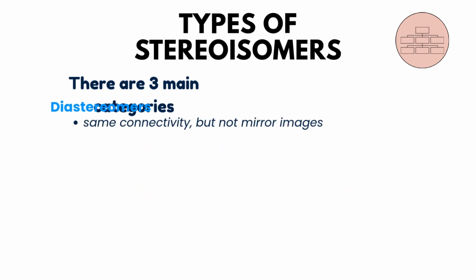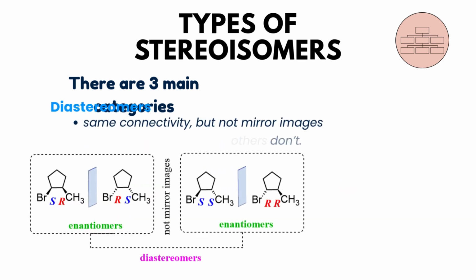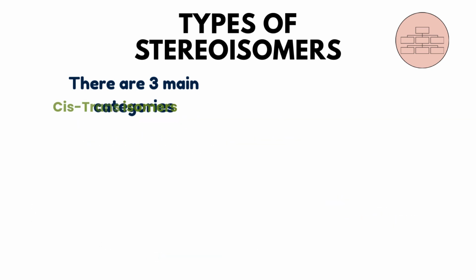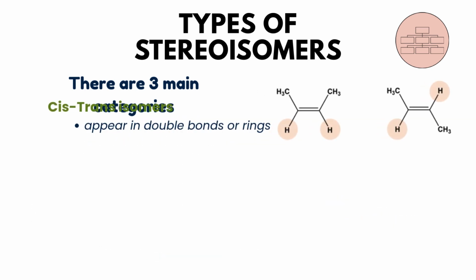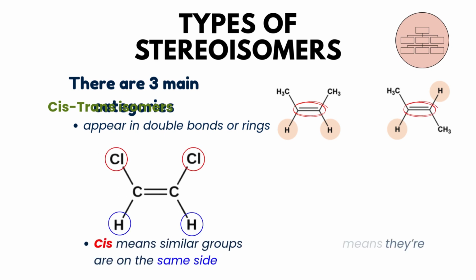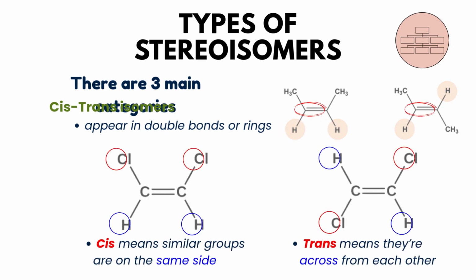Diastereomers. Same connectivity, but not mirror images. Some chiral centers flip, others don't. They also have different physical properties, unlike enantiomers. Cis-trans isomers. These appear in double bonds or rings. Cis means similar groups are on the same side. Trans means they're across from each other.